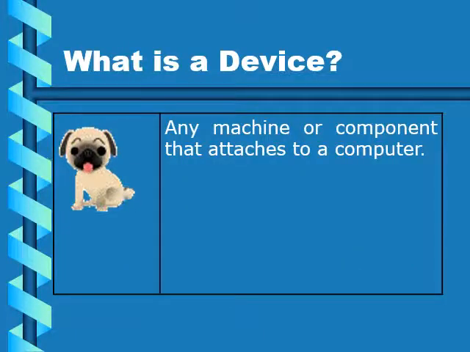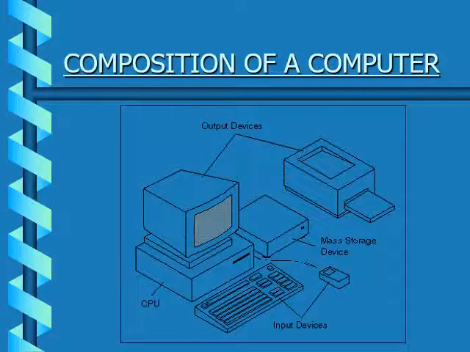So what is a device? It's any machine or component that attaches to a computer. That's a device. If you look at a desktop computer, we've got output devices like the monitor as well as the printer. We now have touch screens. They can also work as input devices. Also, a screen can be an input device, like our phone.